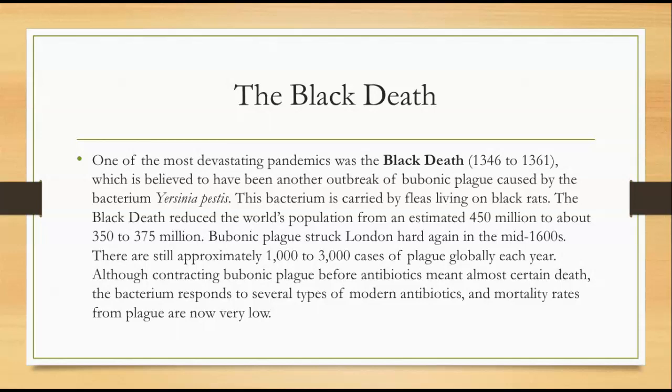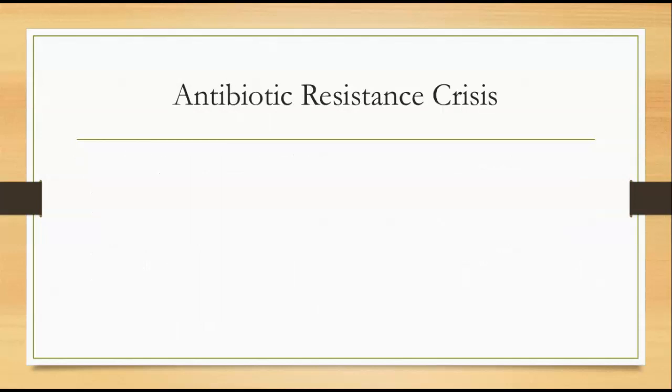Bubonic plague struck London hard again in the mid-1600s. There are still approximately 1,000 to 3,000 cases of plague globally each year. Although contracting bubonic plague before antibiotics meant almost certain death, the bacterium responds to several types of modern antibiotics, and mortality rates from plague are now very, very low. So that's one really big example of what happened before we came up with antibiotics. You went from pretty much the same disease killing 100 million people to now killing less than a handful of people who don't receive antibiotics.